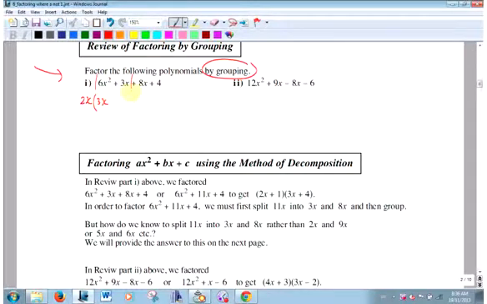How many times? Oh, that doesn't work, does it? I can take a 3 out. That's better. How many times does 3 go into 6? Twice. How many times does 3x go into itself? Once. Okay? Then look at the next two. What can I take out of there? And remember, you see this set of brackets? If I don't get those same set of brackets, I can't do anything else.